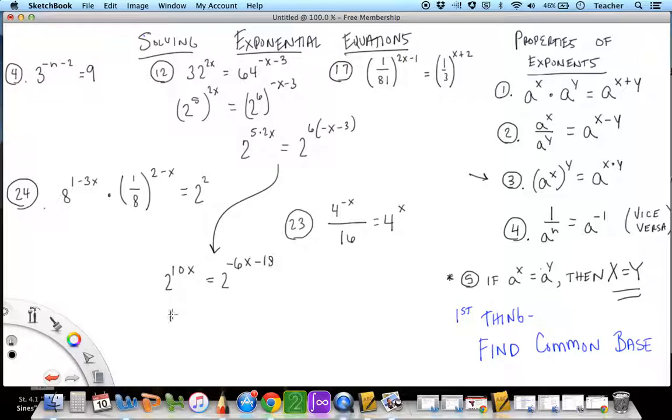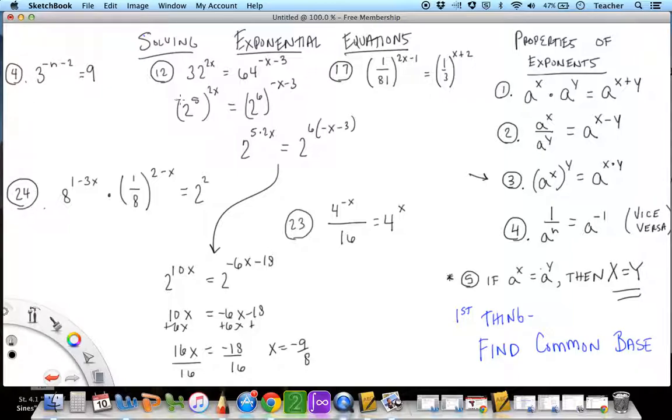And so now I'm going to set those two exponents equal to one another. And then I'm going to solve, obviously. I'm going to say plus 6x plus 6x, so I get 16x equals negative 18. If we divide by 16 and simplify, we get an answer of negative 9/8 as the value of x.